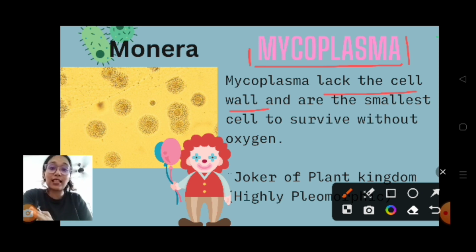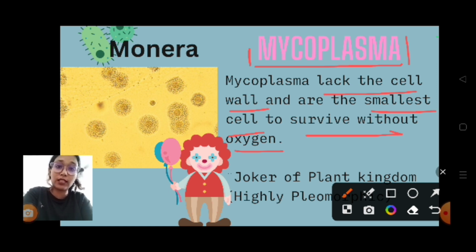But what we have studied is that bacteria have a cell wall which is made up of peptidoglycan. But in mycoplasma, no cell wall is present. All right, and it's the smallest cell which can survive without oxygen. They can survive without oxygen also. Okay, this is the picture of mycoplasma.